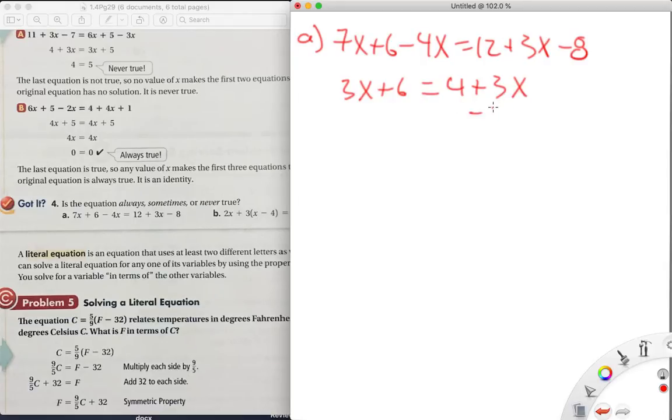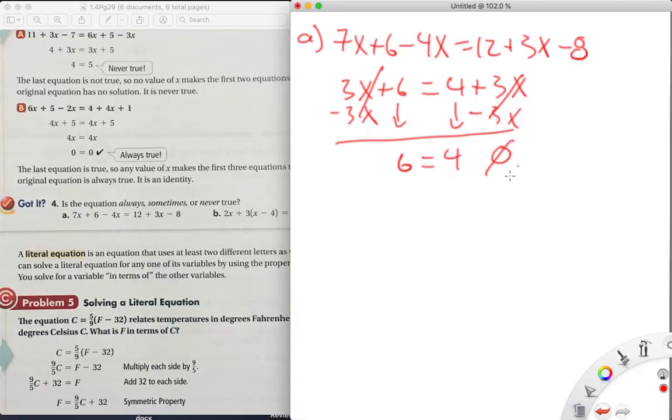I can subtract 3x from both sides. And I have this: they both cancel. The 3x drops and I have 6 equal to 4. So get this, they're not the same, right? This is definitely not an identity. When you have a situation like this, then it's a no solution, or a null set.